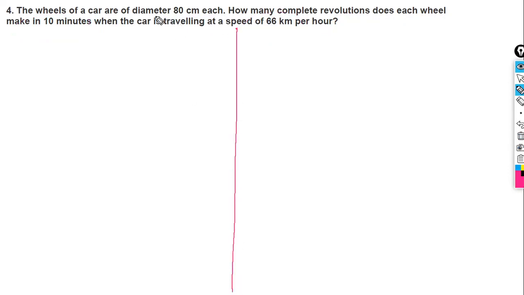Here what we have, diameter is 80 centimeter. Here you can write diameter D is equal to 80 cm. This implies R equals 80 by 2 equals 40 cm. So we got the value of R, or radius. Now the car is traveling at a speed of 66 km per hour. But our radius is in centimeter, so we can't have two types of unit.